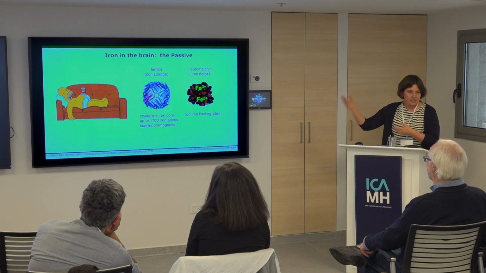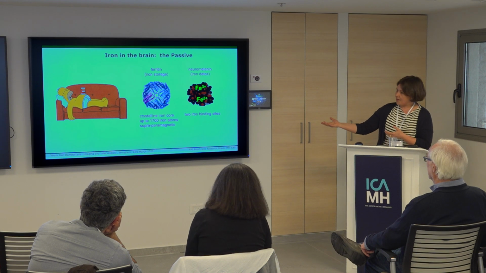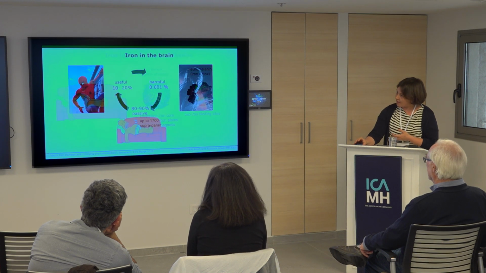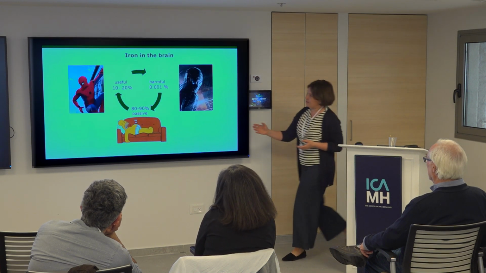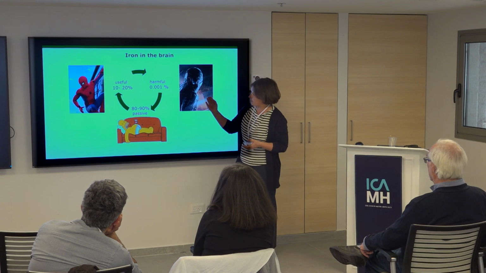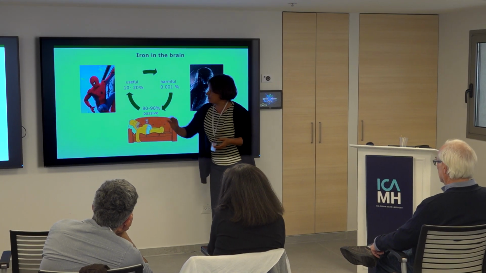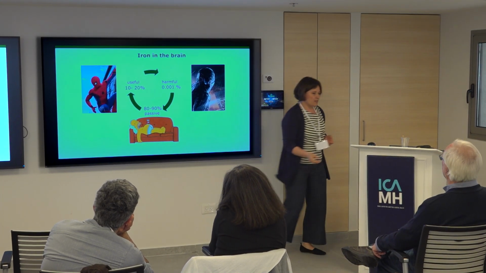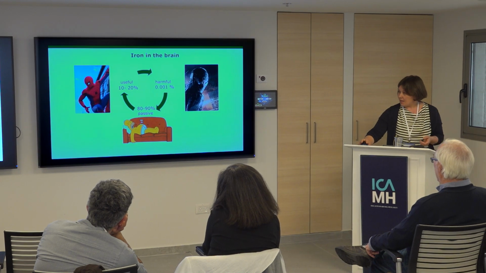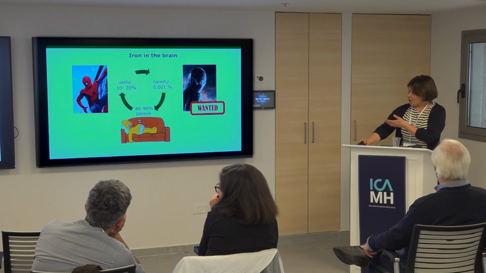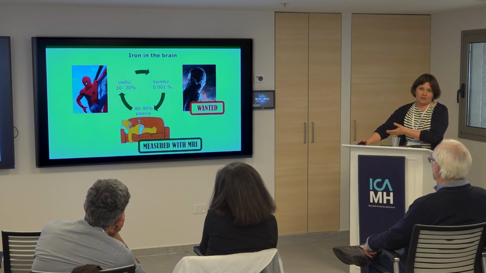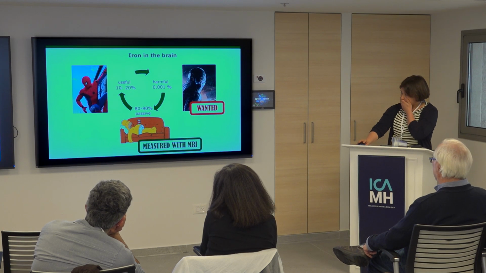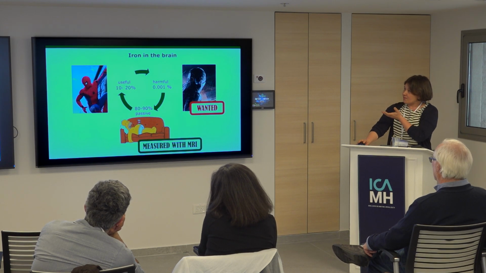Because actually, what is most of the iron? And the tragic thing is that only a tiny part is harmful, 20% is useful, and actually most of it is the passive one. And that's not what we want to know, but that's what we measure with MRI. So let's face the fact. So the question is, can we do something about it?